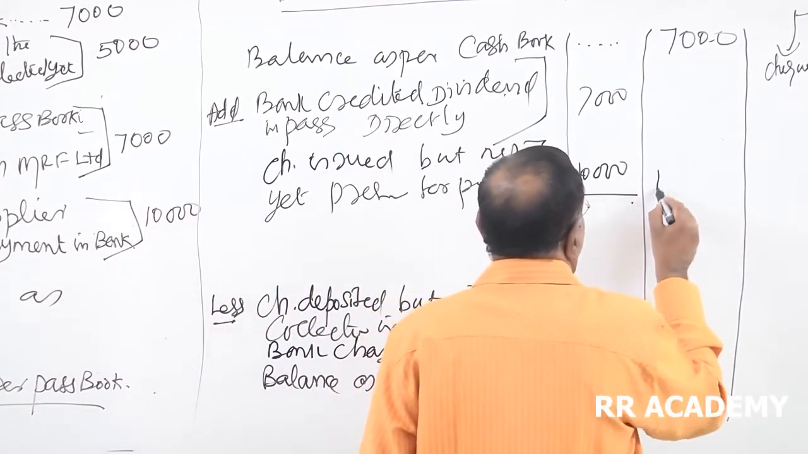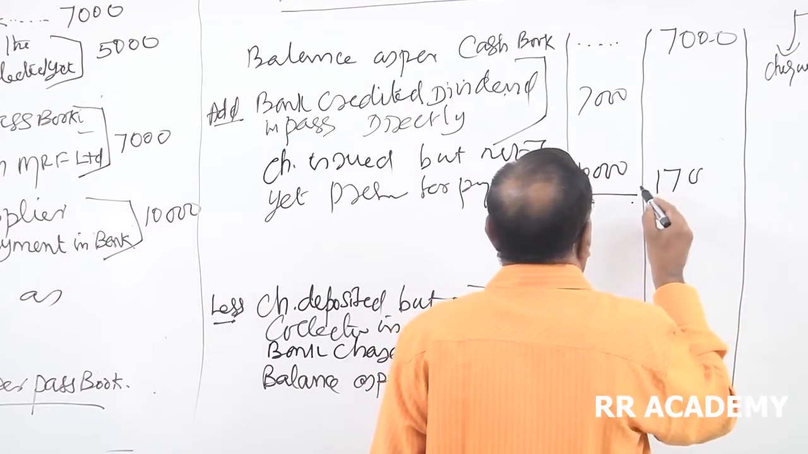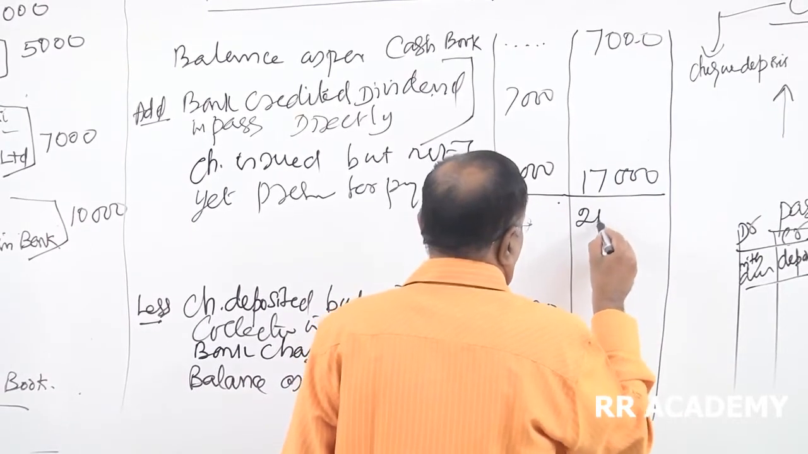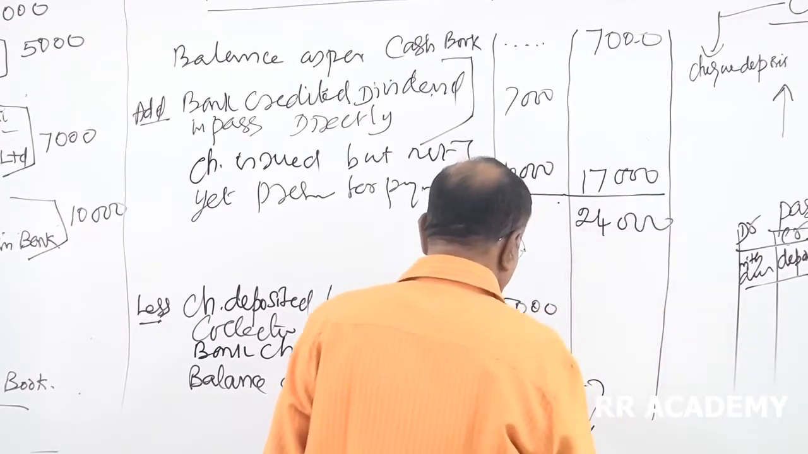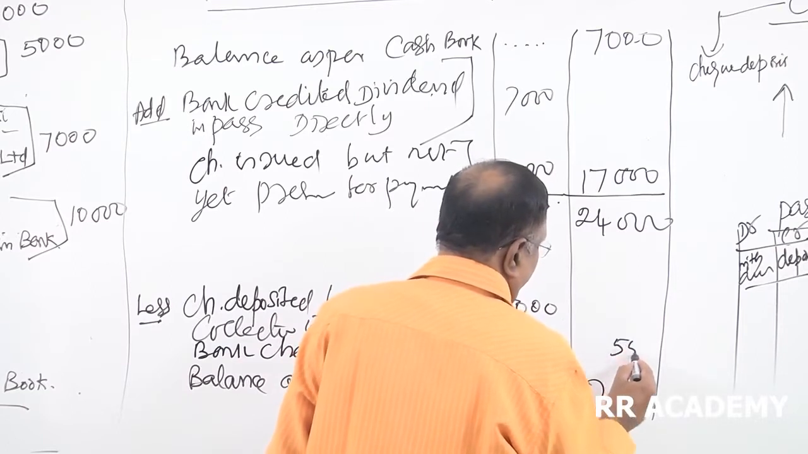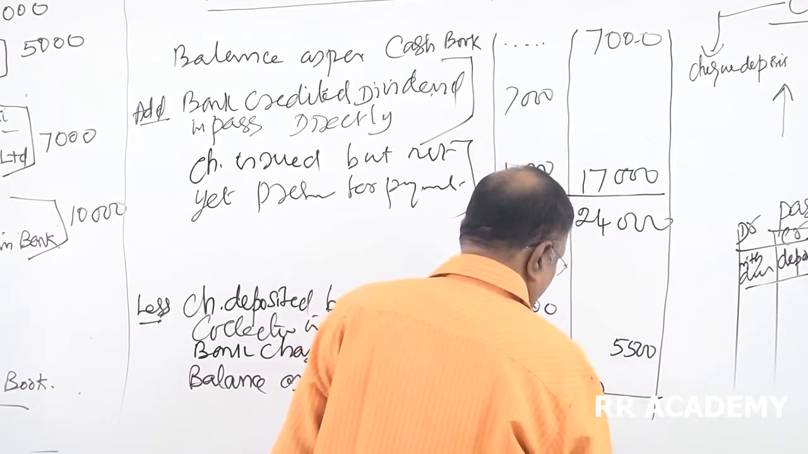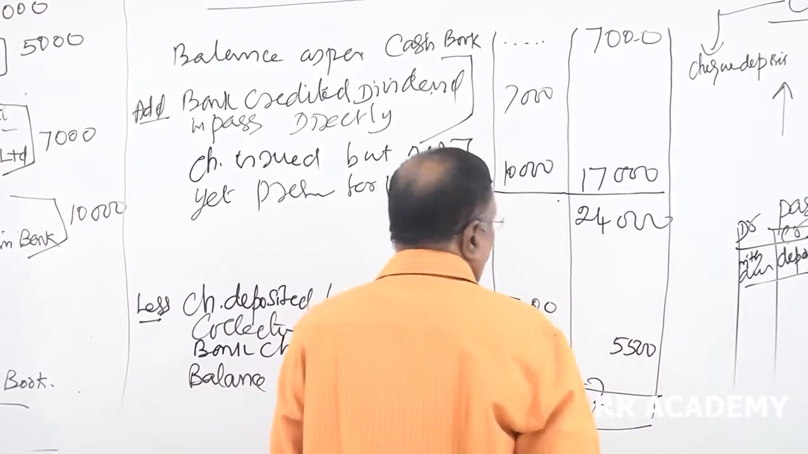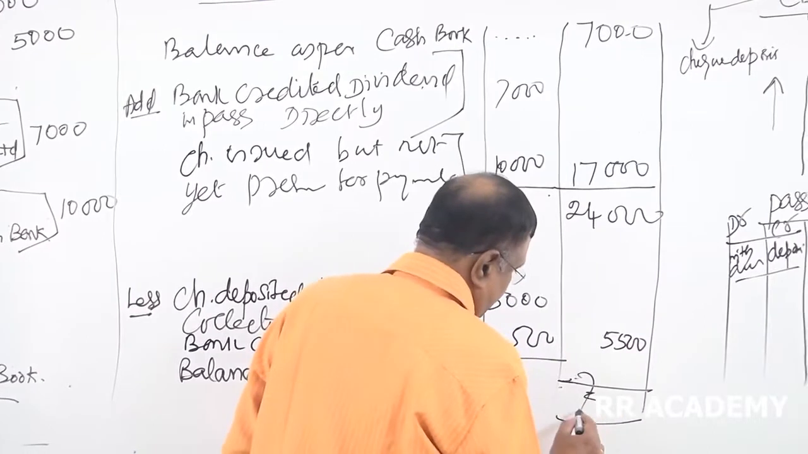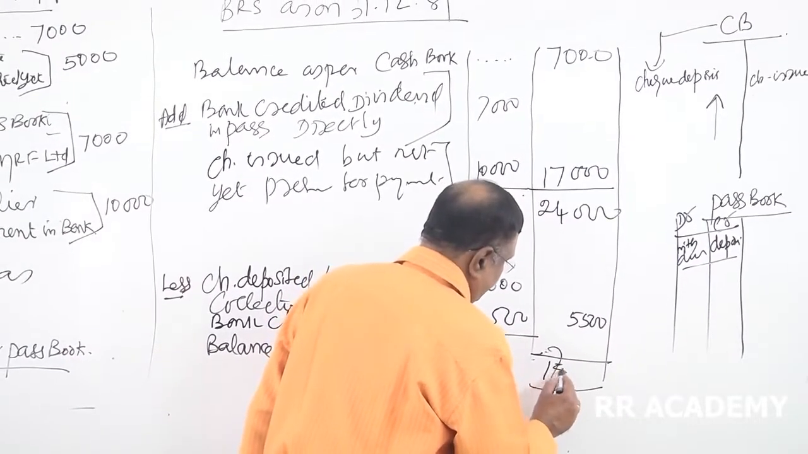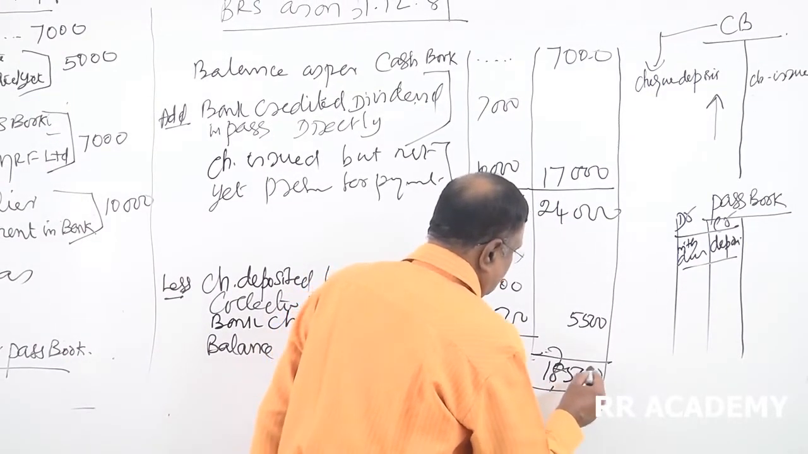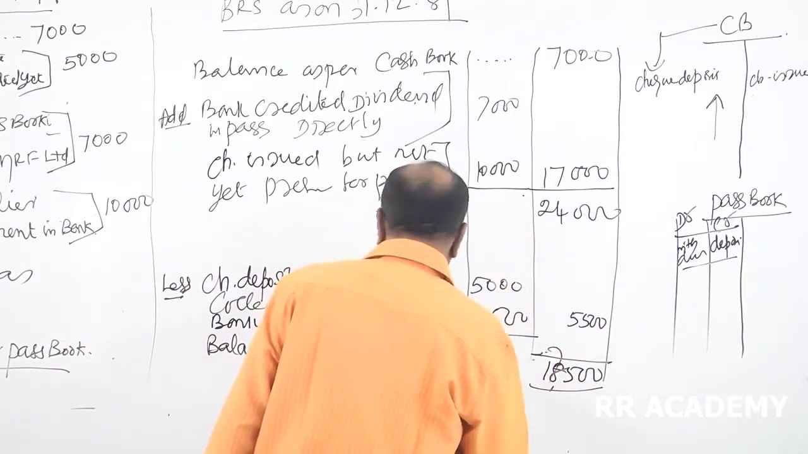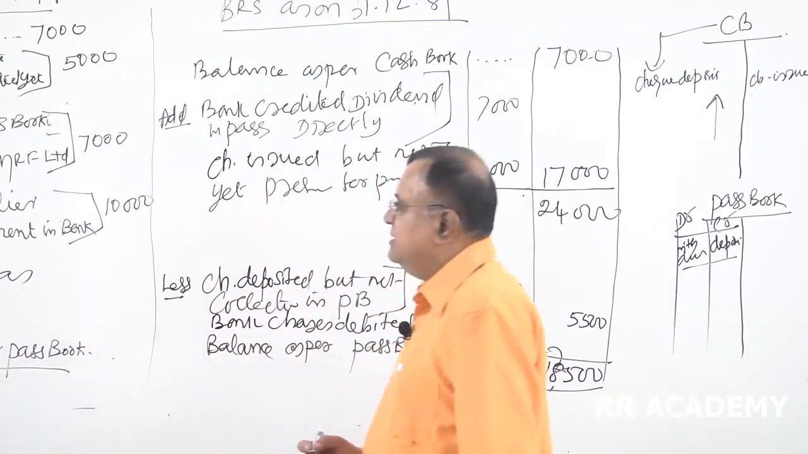Balance 17,000, 24,000, 5,500. So the balance is 24,415, 18,500. Balance as per passbook.